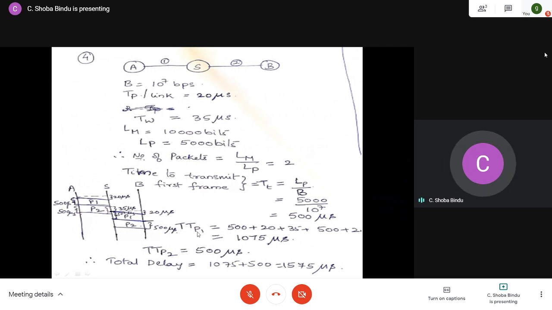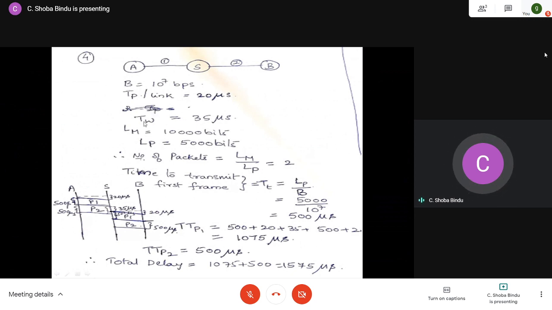So the total delay for the first packet will be 500 microseconds transmission time from A to S, then 20 microseconds propagation delay, plus 35 microseconds waiting delay, plus 500 microseconds to deliver the packet from S to B, and then 20 microseconds propagation delay from S to B. So it totals to 1075 microseconds. That is the time it takes for the first packet to reach the destination.